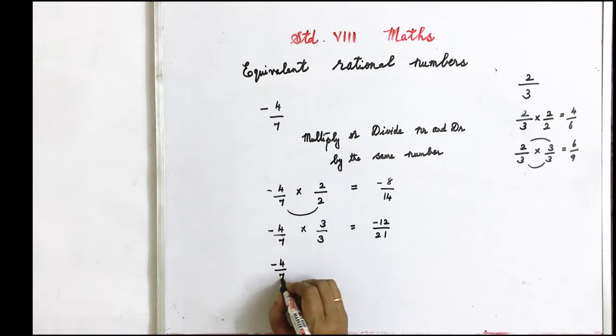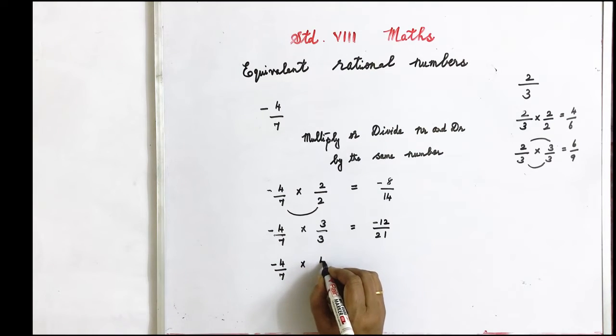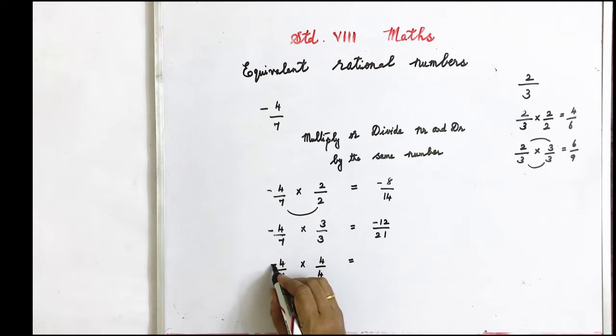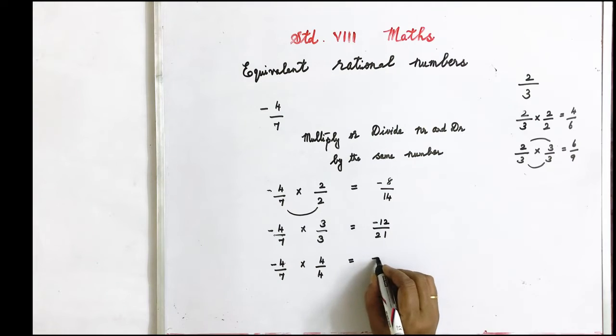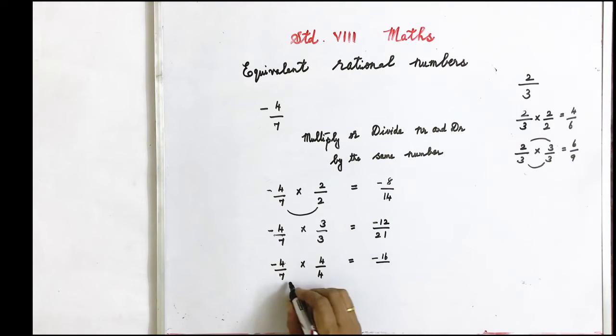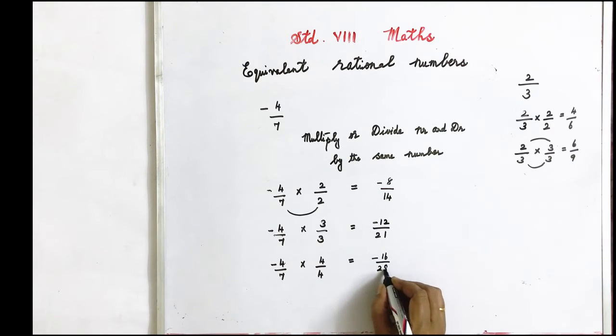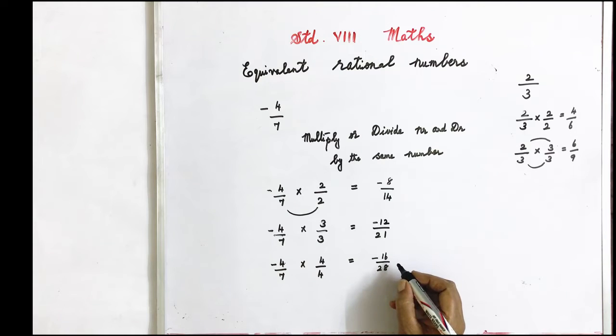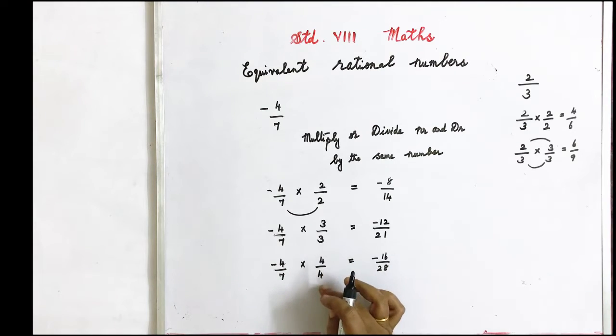Minus 4 by 7. Next multiply by 4 in the numerator, 4 in the denominator. So now 4 4s are 16. Minus into plus is minus. So minus 16 by 7 4s are 28. If you want to find some more rational numbers, we can continue multiplying by 5 and 10 or any other number.